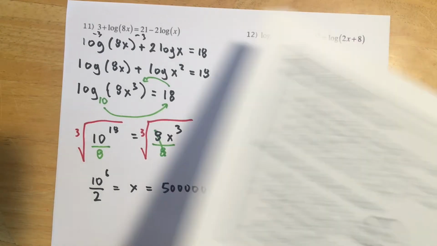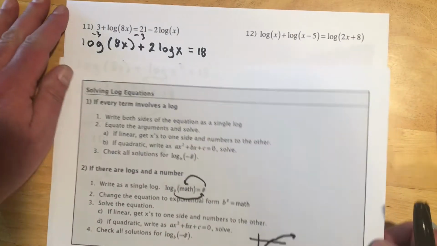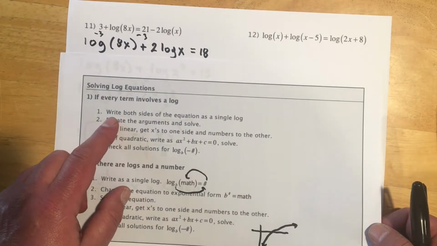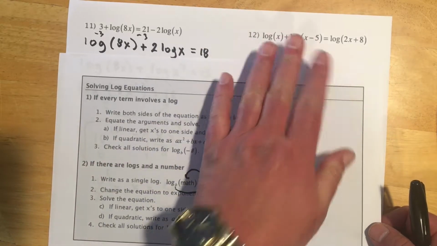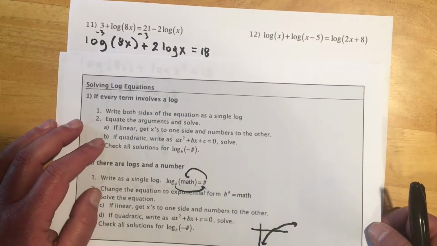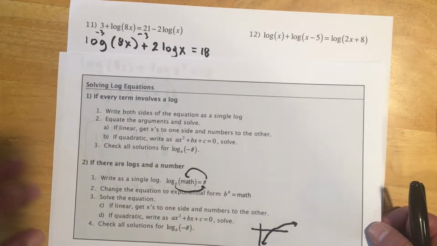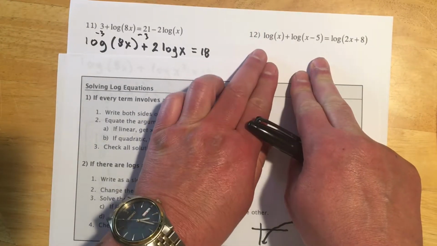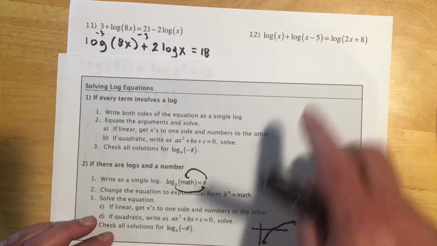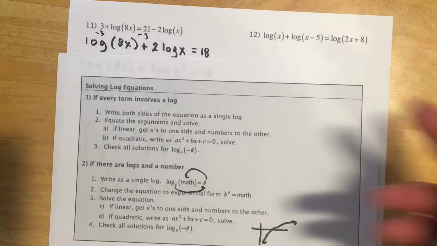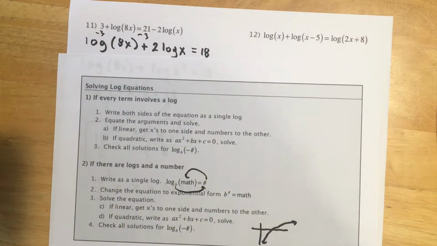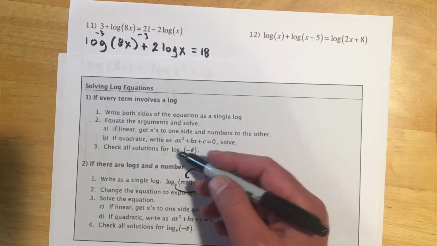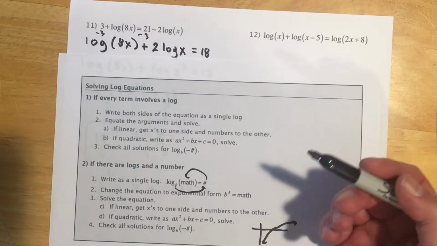Number 12, so this is the one where every term involves a log. So this is one that's a little bit different, so you can see it went log, log, log. So what we're going to do is write both sides of the equation as a single log. So we put these together just like we did kind of over here. So when we get to log equals log, then we can dump the logs. So that's kind of the deal with this. And then we'll just solve what comes out of that. And if it's linear, cool, then x is one side, numbers the other. And if it's quadratic, then we have to get it to 0 and solve. And again, we can have extraneous solutions.